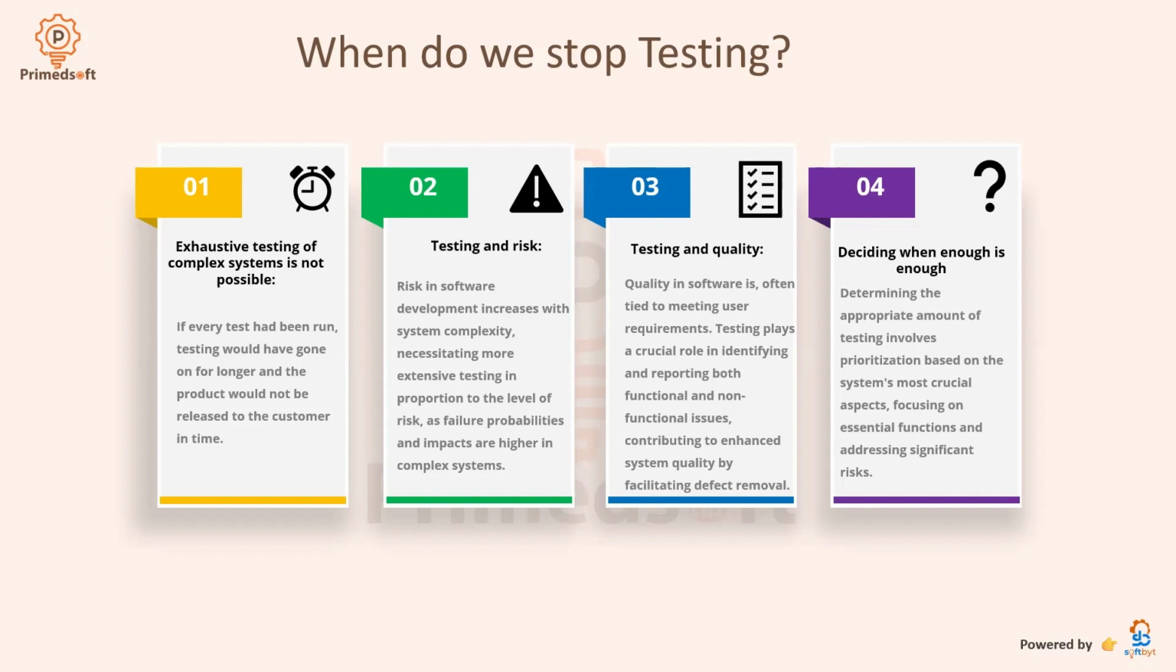The second one is testing and risk. You need to check the risk. In software development, risk is inherent and uncertainty increases with system complexity. Testing should be proportionate to the risk. If the risk is high, you spend more time testing, with more intensive testing for complex systems where the probability and impact of failure are high. So in a complex system, you look at where the risk is high, and then you test more extensively around those areas.